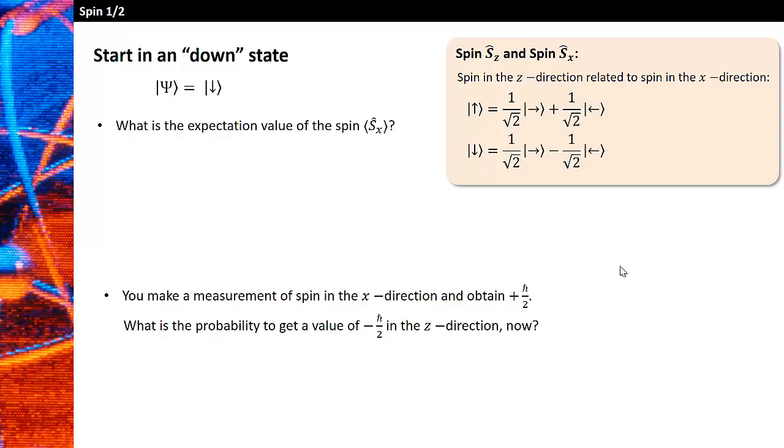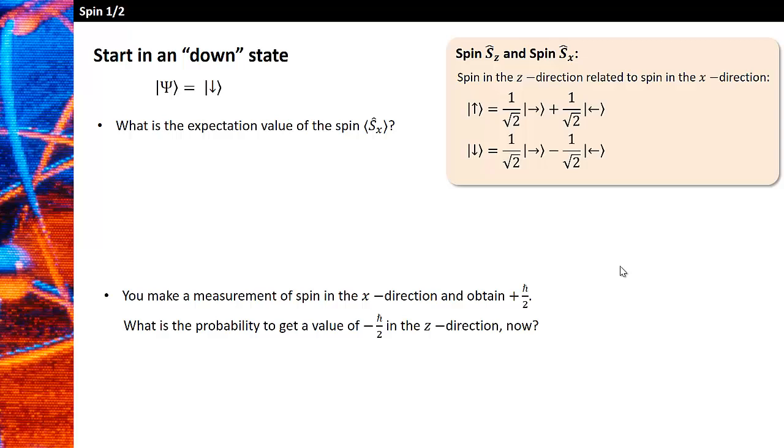Okay, so let's say we start in a down state, so our particle is in a definite eigenstate of spin z, so it's in down. What is the expectation value of the spin in the x direction? Well, again, this might seem like a strange question. We know that the particle has spin down, and now we want to know what would we get. What is the expectation value, the average value that we would get if we were to measure the spin in the x direction multiple times?